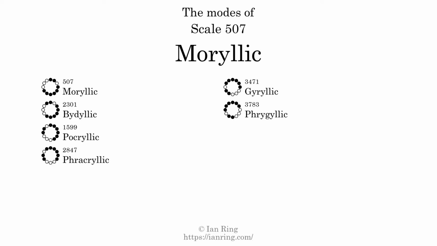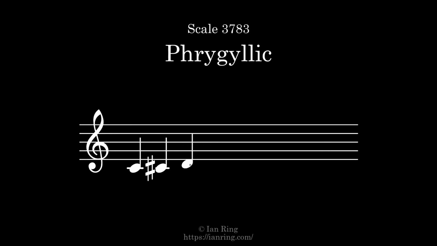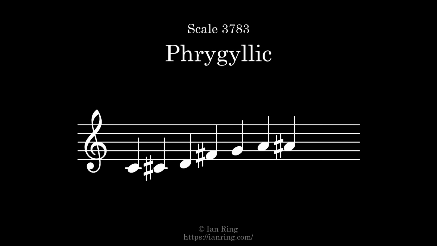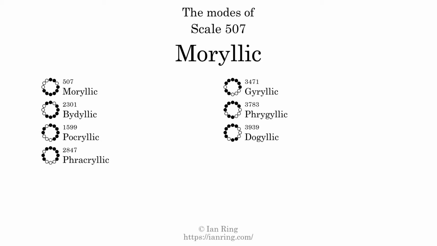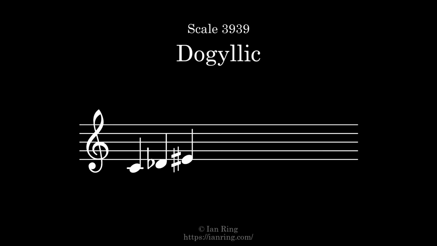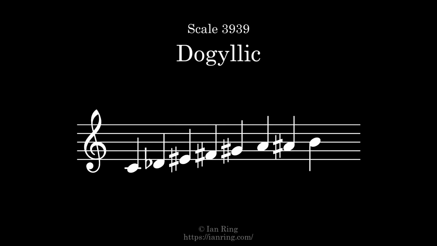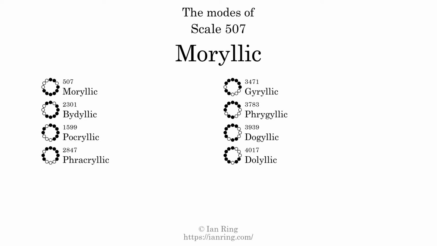The sixth mode is scale 3783, also known as fragilic. It sounds like this. The seventh mode is scale 3939, also known as digillic. It sounds like this. The eighth and last mode is scale 4017, also known as delillic. It sounds like this.